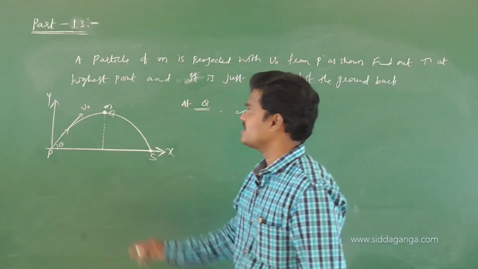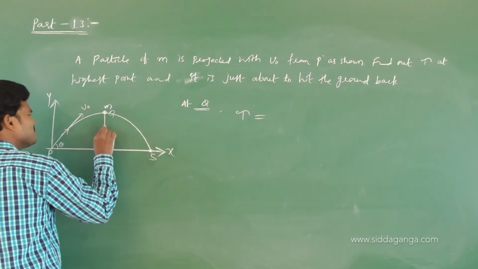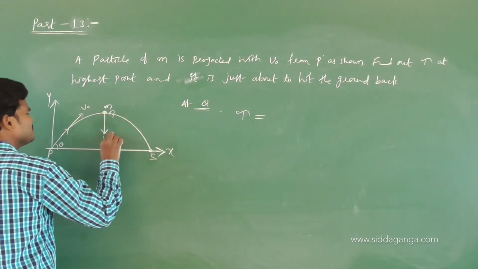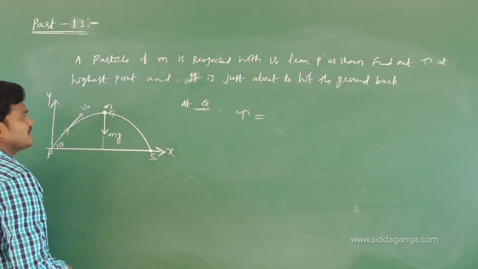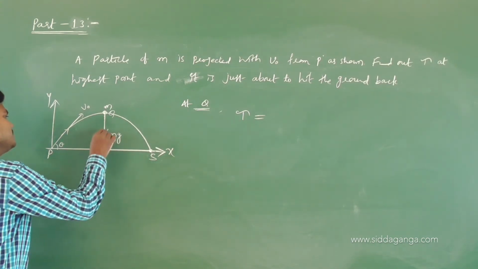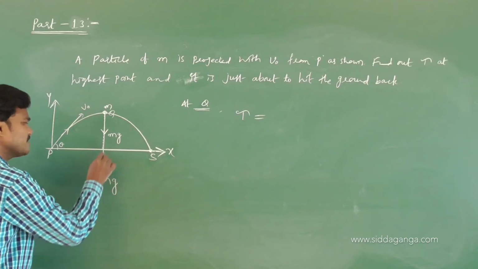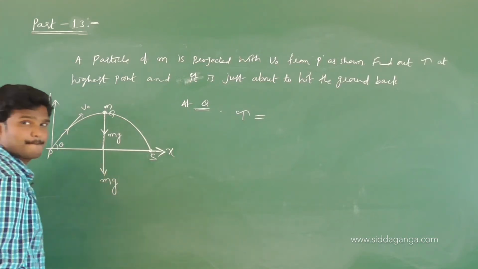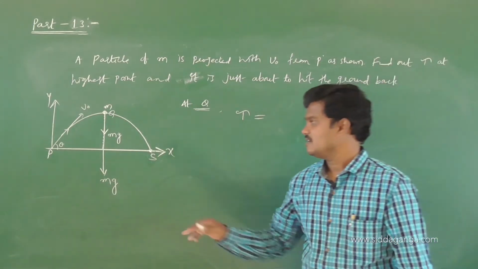If the particle is at the highest point, then which side is the force acting? The force is nothing but the gravitational force, that is mg, acting downwards. Force and perpendicular distance. Tell me, this force is acting downwards like this, mg. What is the perpendicular distance for this force about this point P?